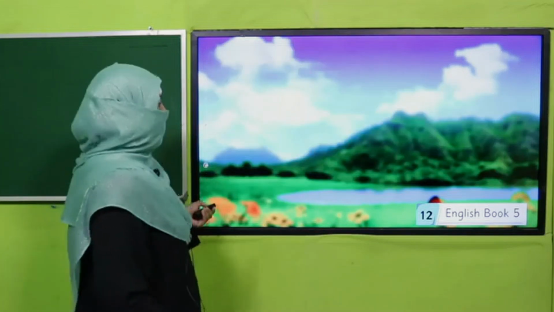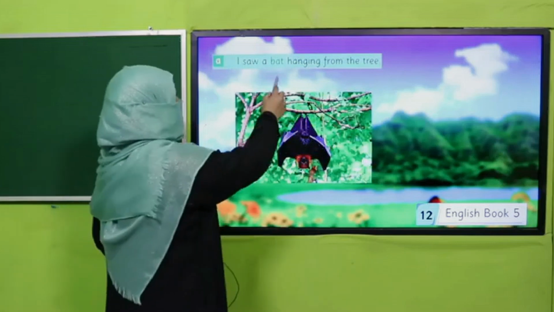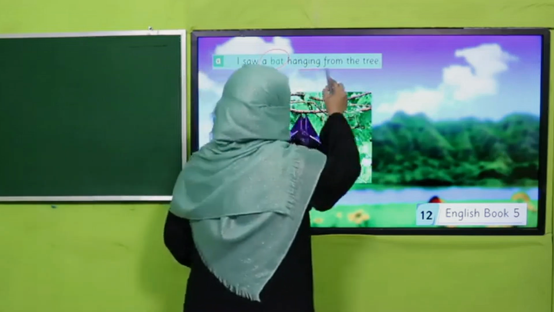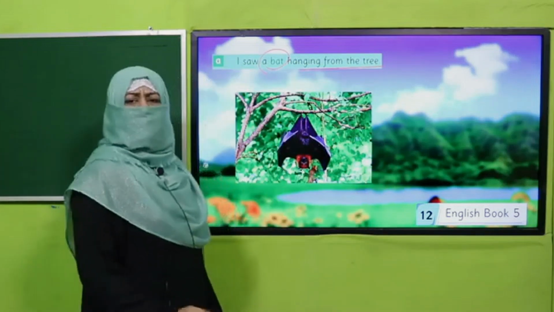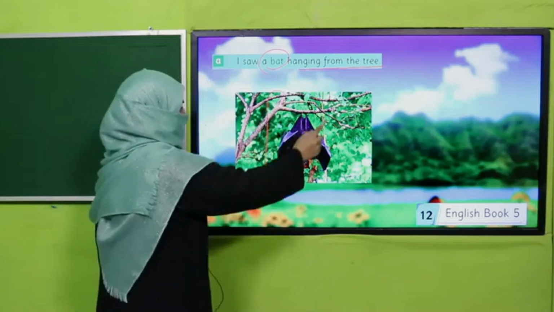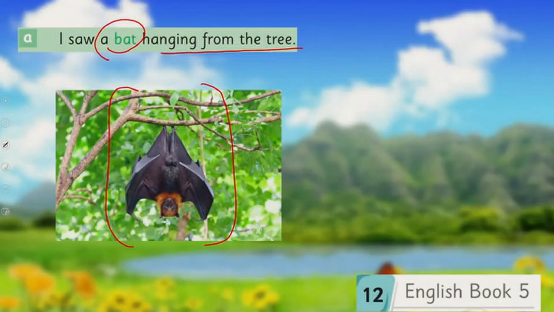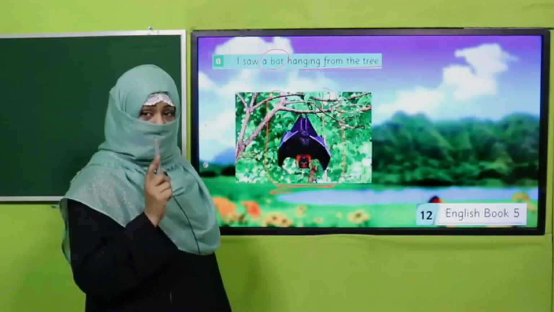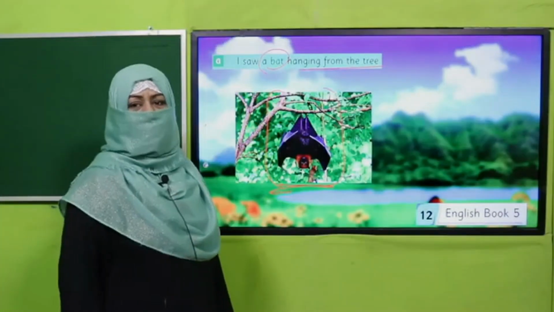You'll be more clear. I saw a bat hanging from the tree. Do you know what a bat is? Yes, it's an animal. Here I have a question. Bat can fly. It has wings, but still it's an animal. Why? You should ask this question from your science teacher. She will explain it to you.